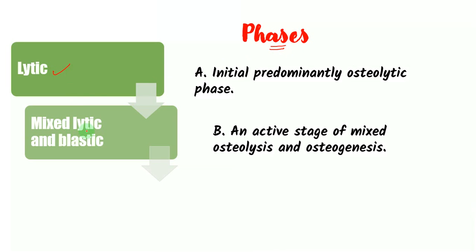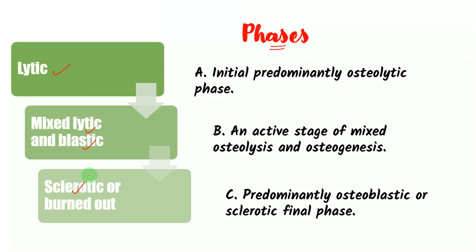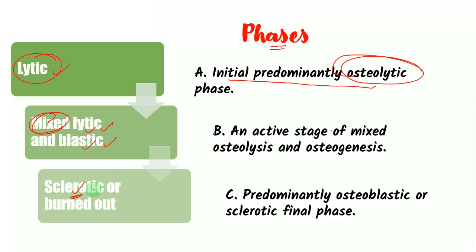Paget's disease evolves through three phases, which are the lytic, the mixed lytic and blastic, and the sclerotic phase. The lytic phase is the initial predominant osteolytic phase, where there is excessive bone resorption. This is followed by the mixed phase, where there is lytic and blastic activity, right? So here there is excessive abnormal bone deposition, with activity of osteoblasts. So this was lytic, this is blastic. This is followed by the sclerotic phase, which is the final phase resulting in weakened and distorted bones.